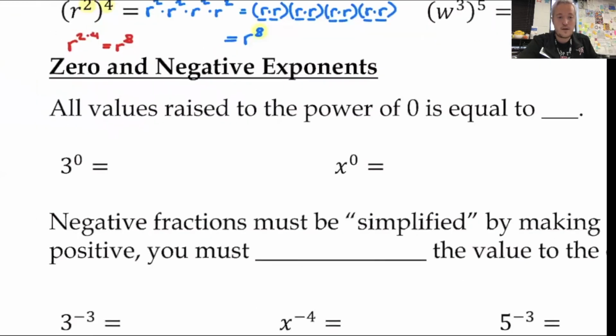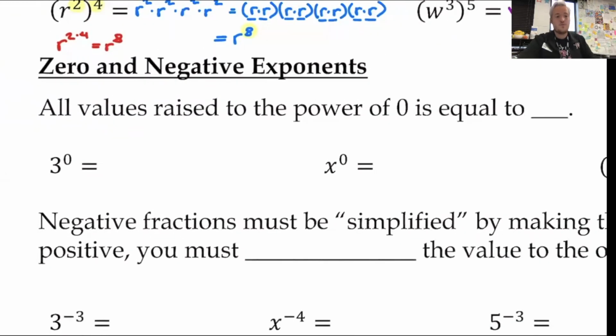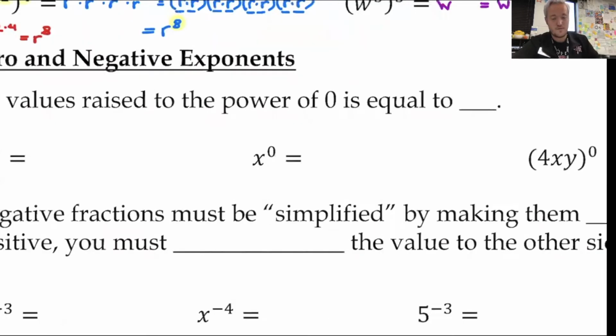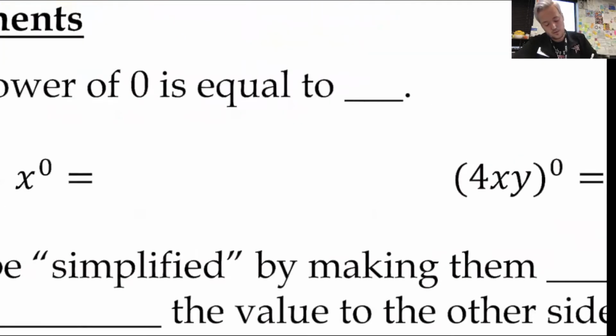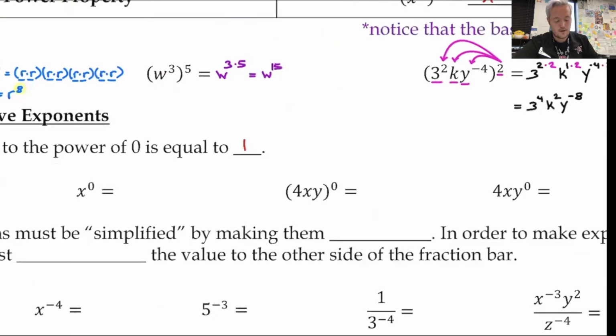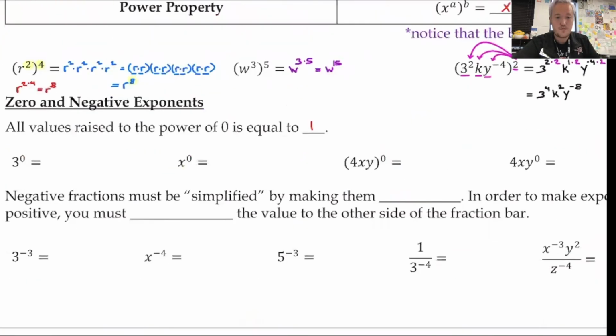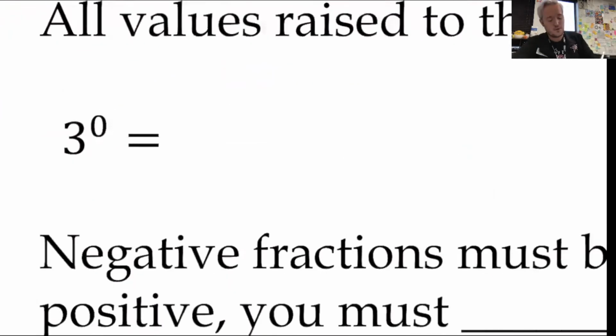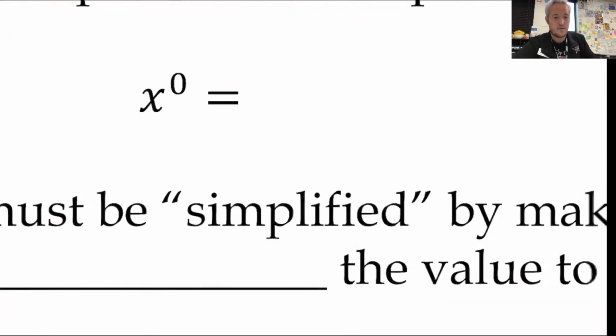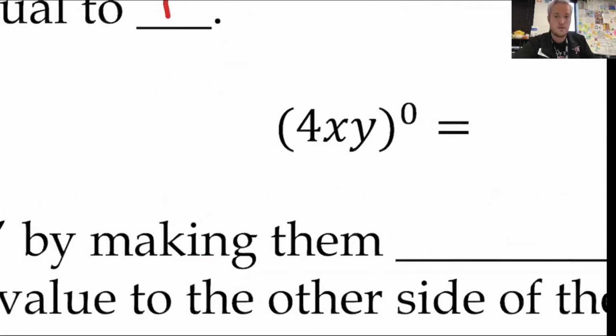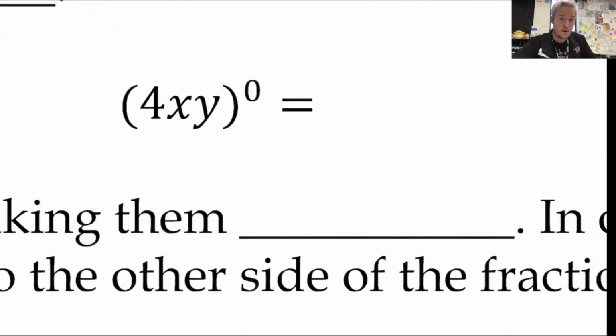All right, so now looking at 0 and negative exponents. As mentioned before, all values raised to the power of 0 are going to be equal to 1. The reason for that is using this table up here. Anytime you're doing that rule, anything raised to a 0 power gives you 1. So if I have 3 to a 0 power, it's 1. If I have x to a 0 power, that's 1. If I have 4xy all raised to a 0 power, that is 1. So no matter what, it's going to be 1.